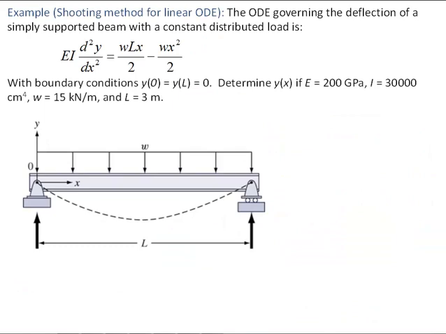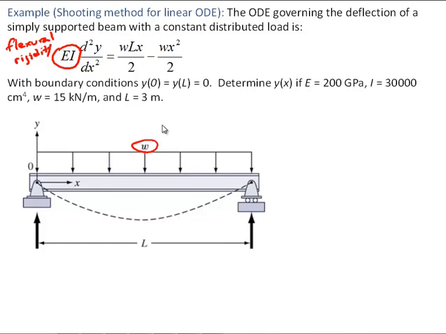So here's an example of the shooting method for a linear differential equation. The differential equation governing the deflection of a simply supported beam with a constant distributed load is as follows. EI, where we'll just call this quantity EI, is the flexural rigidity of the beam. That's Young's modulus times the moment of inertia of the cross section, if you've taken mechanics and materials. So that is a constant times the second derivative of y with respect to x is equal to WLx over 2 minus Wx squared over 2, where W here is the magnitude of that distributed load.